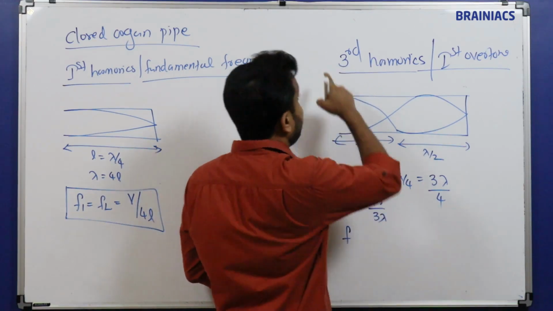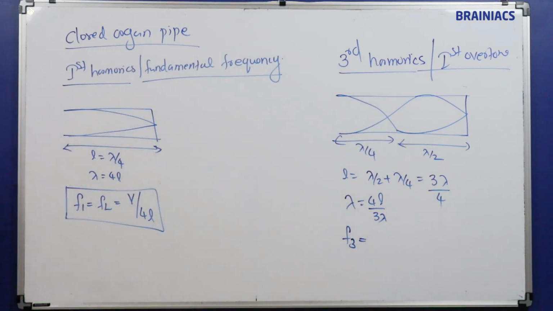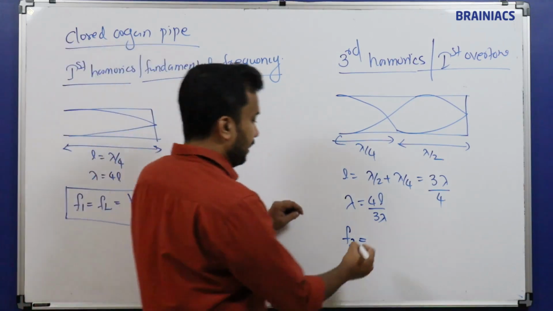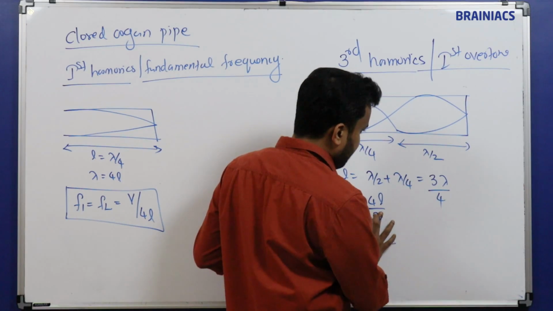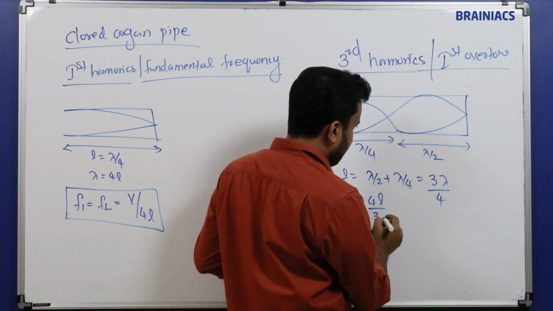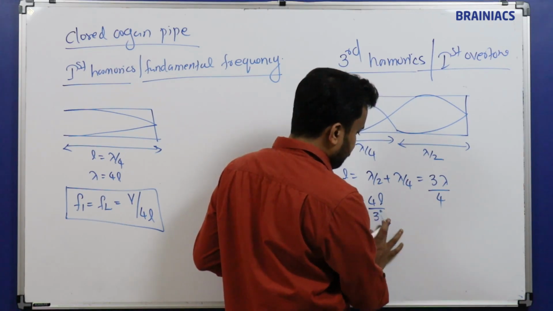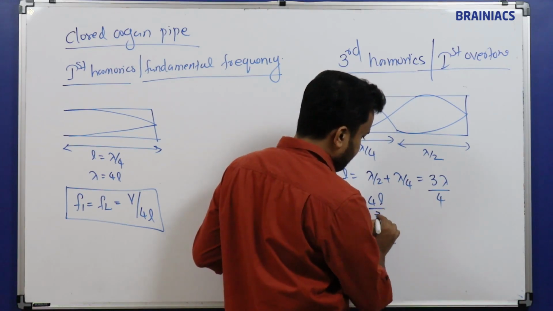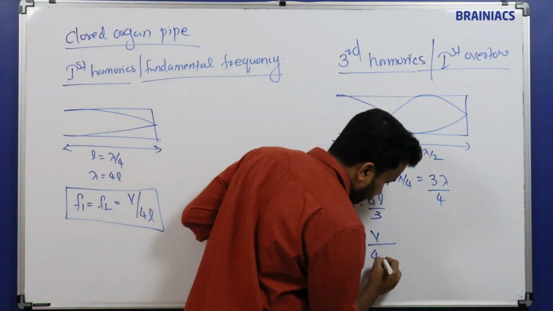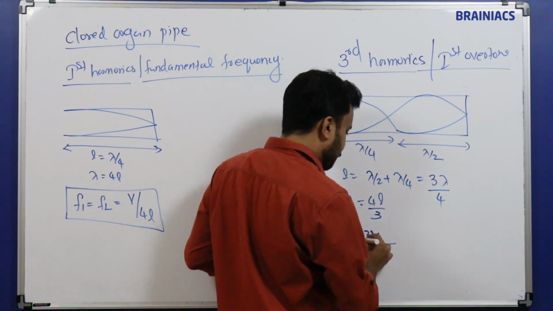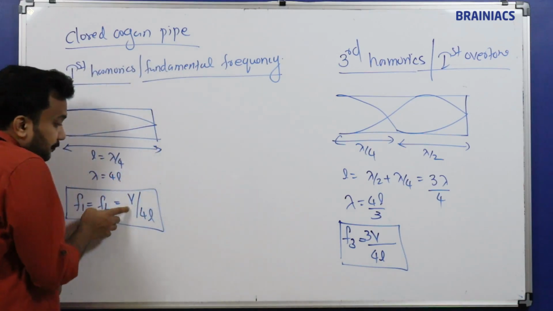So the third harmonic, F3, will be equal to V by lambda. Lambda is 4L by 3. Frequency is equal to V by lambda, lambda is 4L by 3, so 3 goes to the numerator. So 3V. Now if you see the equations, we get V by 4L.